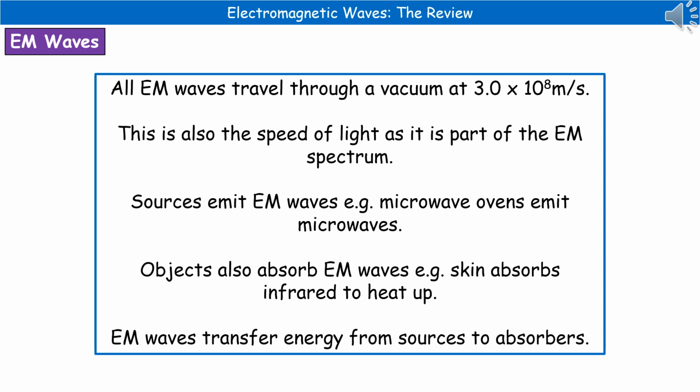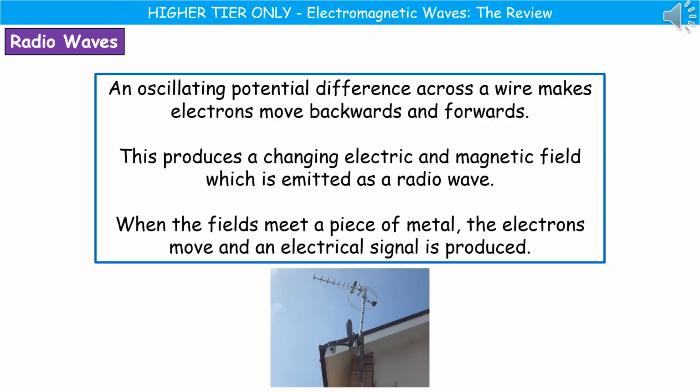There's two other phrases we should know, sources and absorbers. A source is something that's going to emit electromagnetic waves, whereas absorbers are the ones that absorb electromagnetic waves. And the whole way that we're using these electromagnetic waves is to transfer energy from the sources to the absorbers.